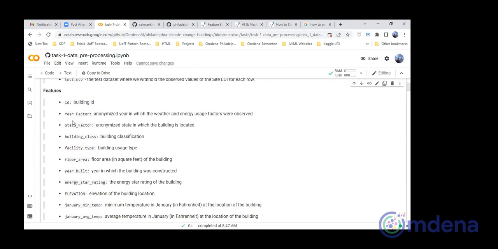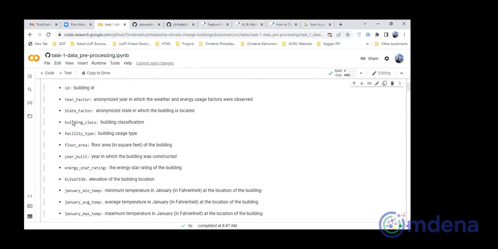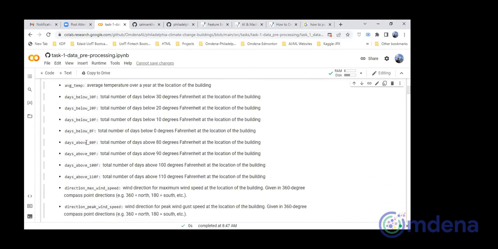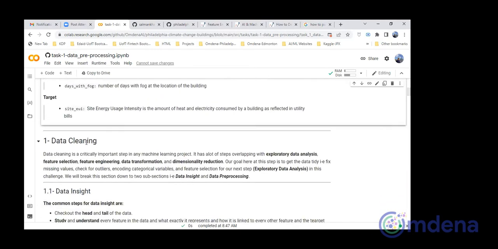The features that we are dealing with, there are about 63 features in total. Those features cover things like the building ID, year factor, state factor, building class, what kind of class category it is, facility type, floor area, and so many different things. What are the average temperatures, the minimum and maximum temperatures, the wind speeds, so many different things.